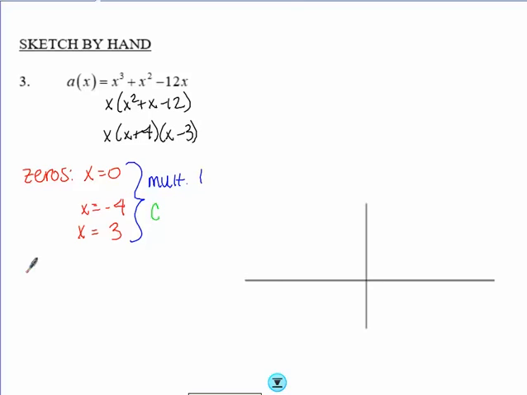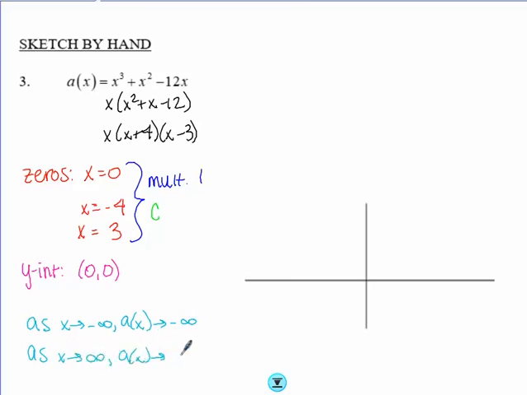Since we know that x equals 0 is one of our x-intercepts, we know that our y-intercept is also 0, 0. Now, I can see that the leading coefficient is 1 and the degree is 3. So I have a positive leading coefficient and an odd degree, which means that my end behavior will be as x approaches negative infinity, a of x approaches negative infinity, and as x approaches positive infinity, a of x approaches positive infinity.